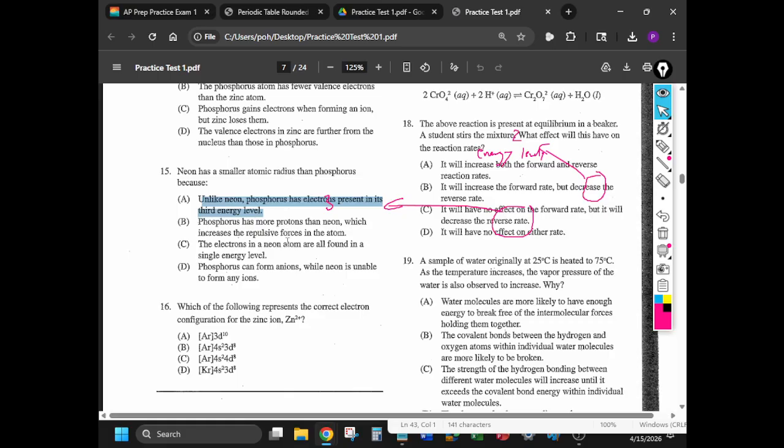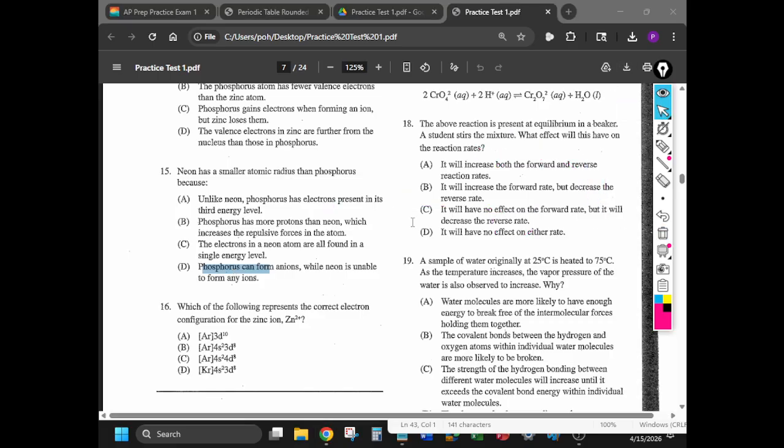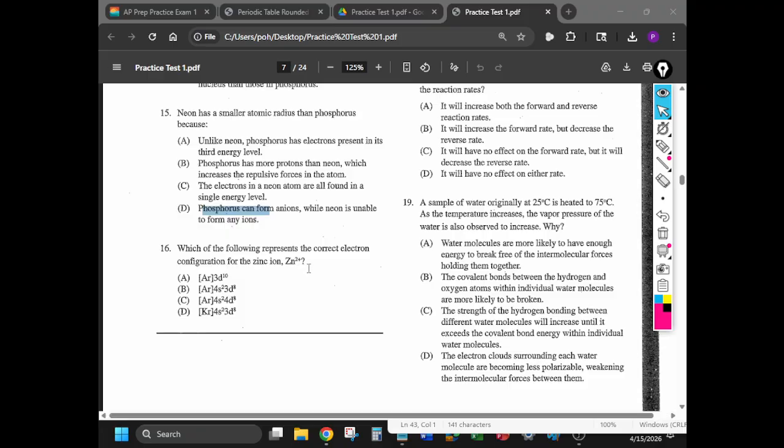And if you look at the other responses, they kind of don't make sense. Phosphorus has more protons. If you're only looking at protons, well, then it's going to have more nuclear force, so that's going to make it smaller. Neon has 2 energy levels, so 1st shell, 2nd shell. Well, technically 3 subshells, because 1s, 2s, and 2p. And then the ability to form ions does not have anything to do with size. Okay? All right, easy peasy. All right, let's go to 16 now.